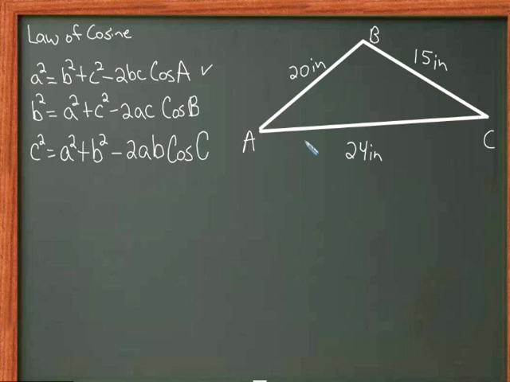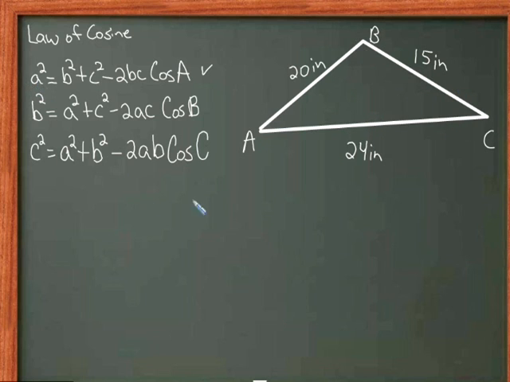Keep in mind that little a is 15, little b is 24, little c is 20, because they're opposite the angles. Angle A is this angle, this is little a, which is the side opposite to that angle, and vice versa for all the other ones.